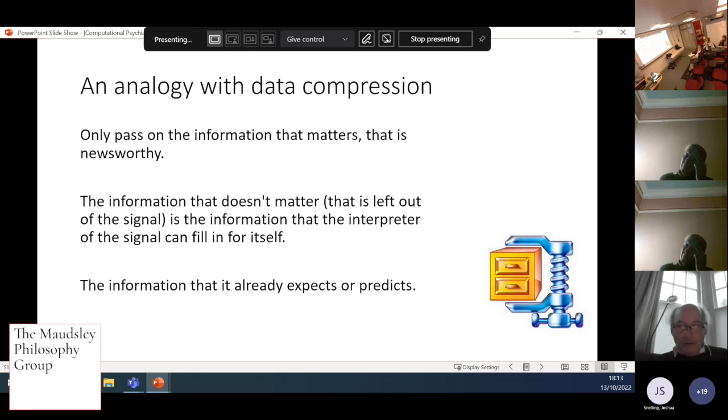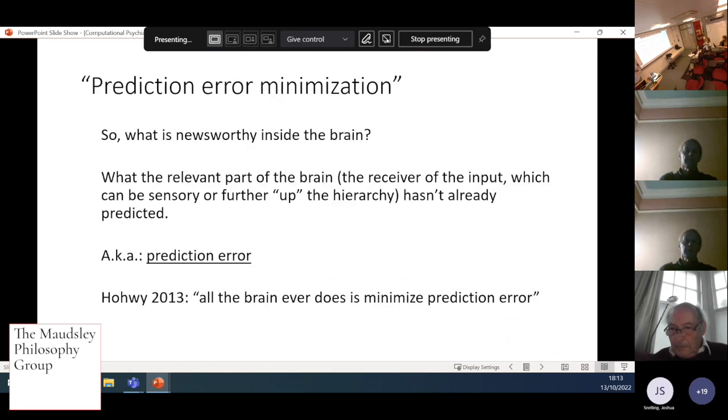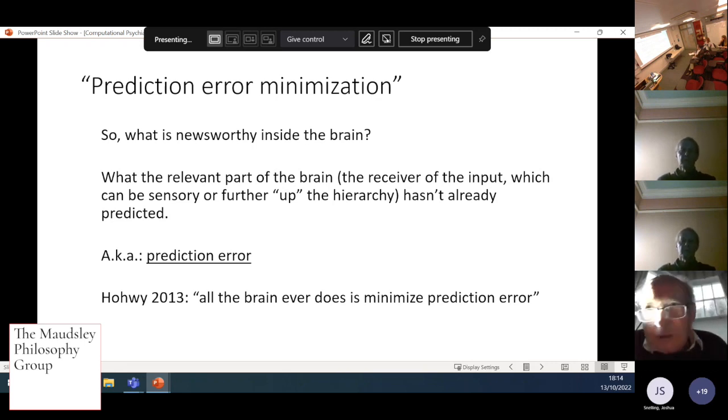In data compression, you save a lot of bandwidth by only passing in the signal information that is newsworthy, right? You leave out all the stuff that the receiver can fill in for itself. That's the information that it already expects or predicts. So what's newsworthy inside the brain? Well, whatever the relevant part of the brain, the receiver of the signal, hasn't already predicted. That can be sensory, if you're talking at that level, but it also functions all the way up the hierarchy.